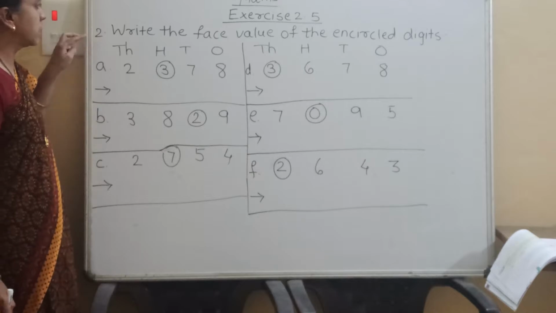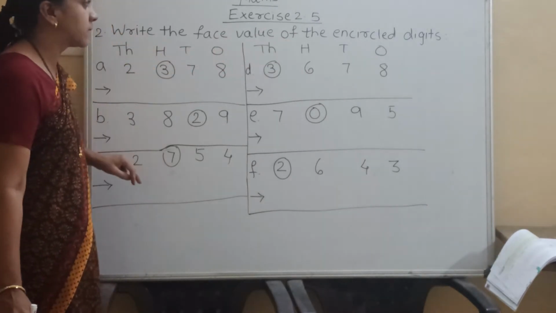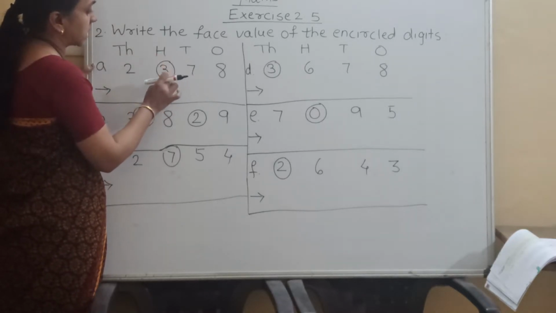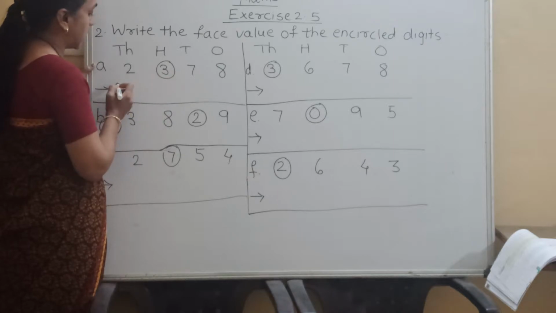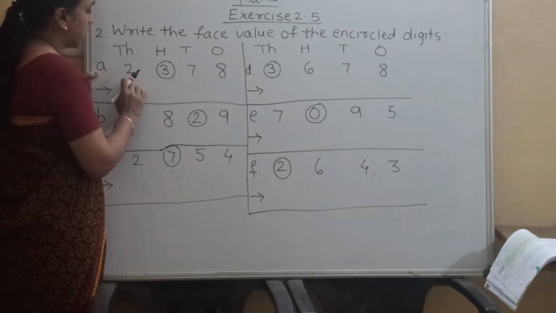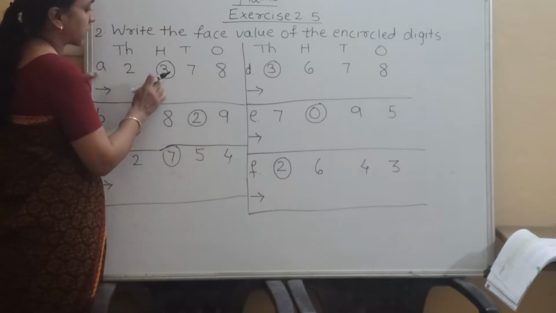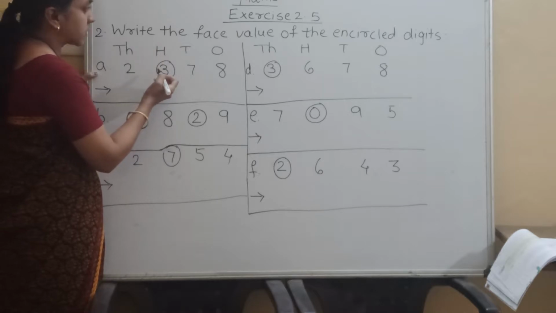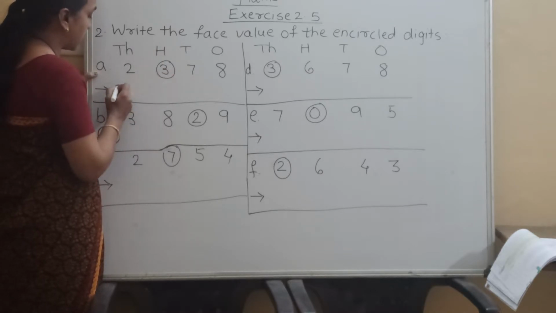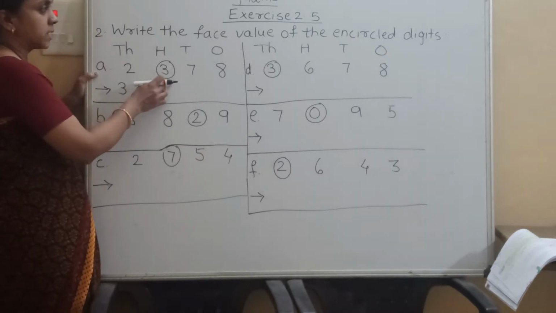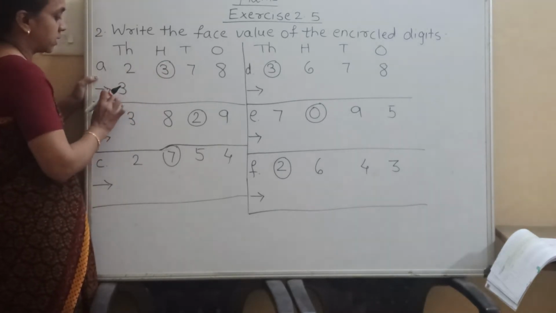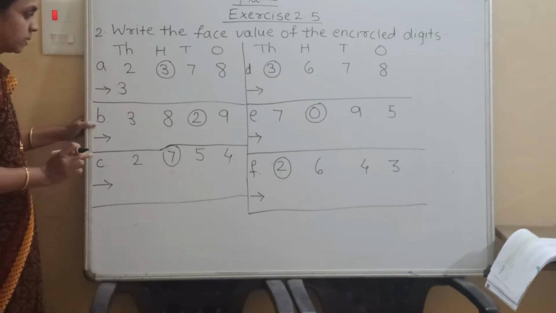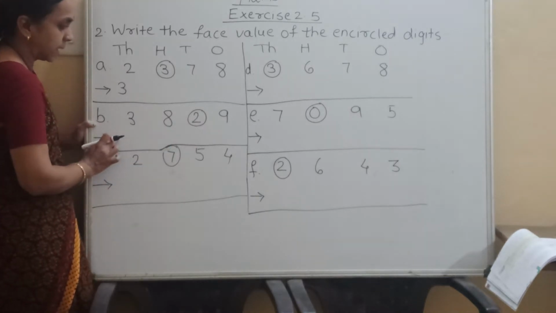Now see the second question. Write the face value of the encircled digits. So what do we have to do? Wherever the circle is, we have to write down that digit. So what is the first example? 2378. The circle is on the 3. So the face value of this 3 is, you just write that number only. Face value means that circled number you have to write again. That number is our answer. Very simple. Wherever the circle is, you write that number in the answer.